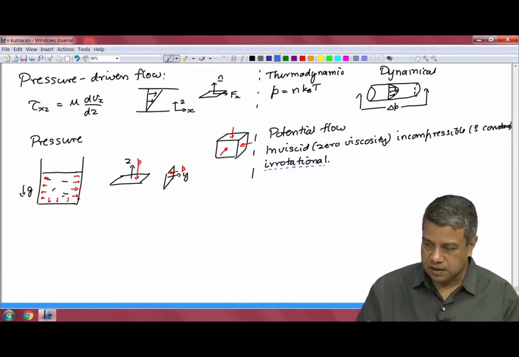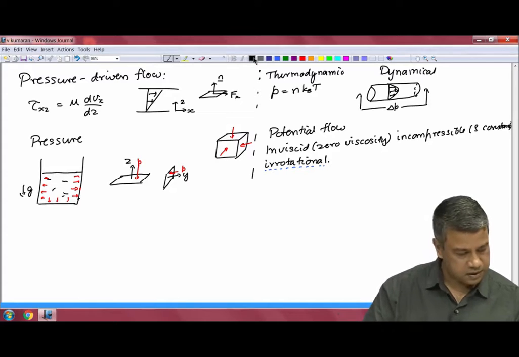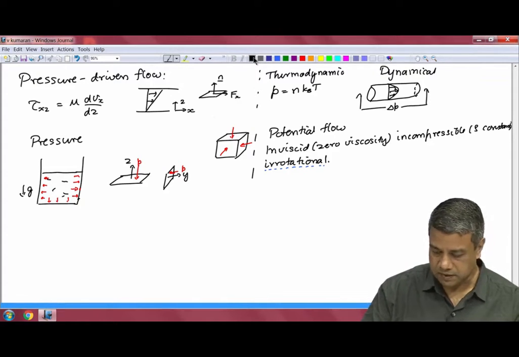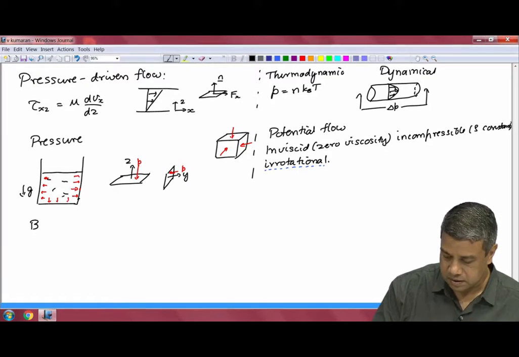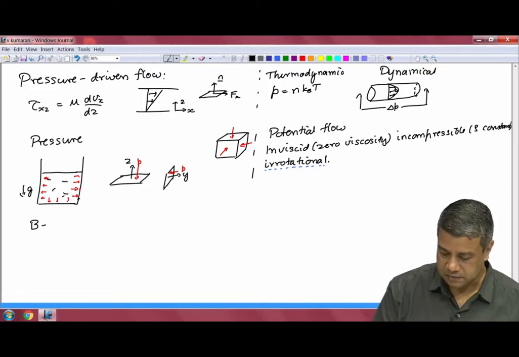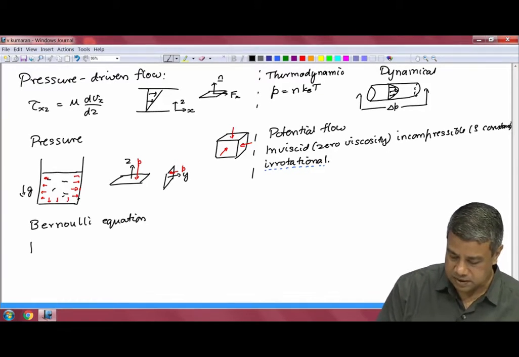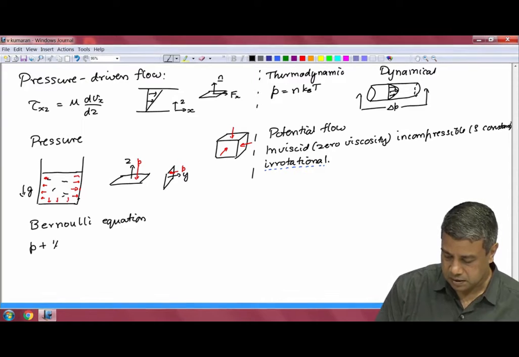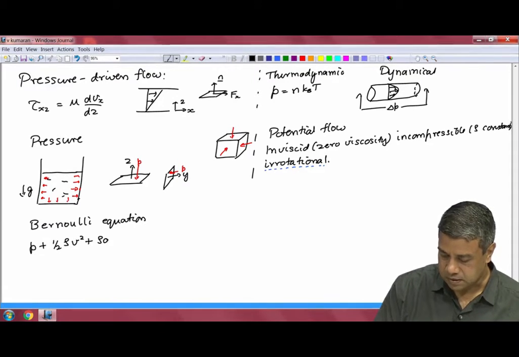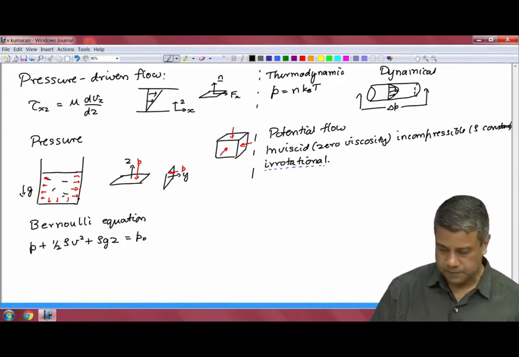And for these inviscid irrotational flows, we have the relationship between the pressure and the velocity governed by the Bernoulli equation. The Bernoulli equation is basically P plus half rho V squared plus rho g Z is equal to P naught.